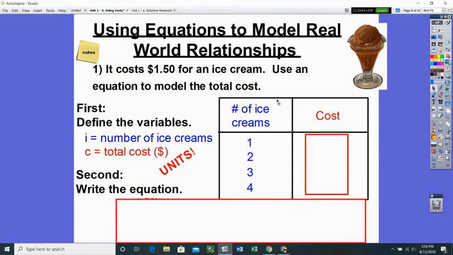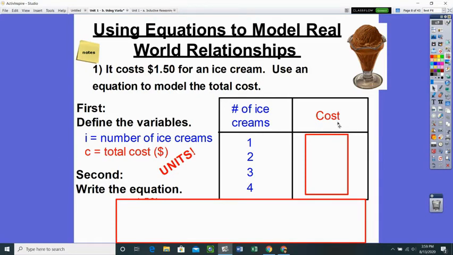So you are going to come up with a variable that's going to represent the number of ice creams, and you're going to come up with a variable that represents the cost. And when you do that, you have to tell everybody, oh, by the way, Mrs. Woodruff too, what variable you picked. So you're going to notice over here, I'm going to use the little I for the number of ice creams. So this column would be represented by the variable I, and I'm going to use C for the total cost.